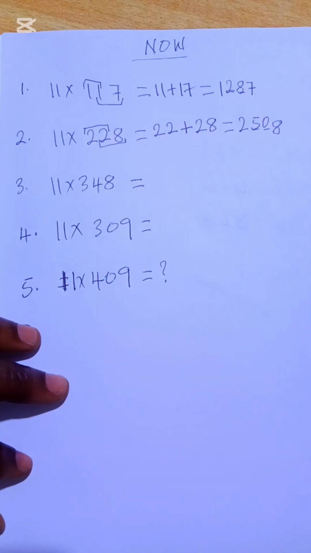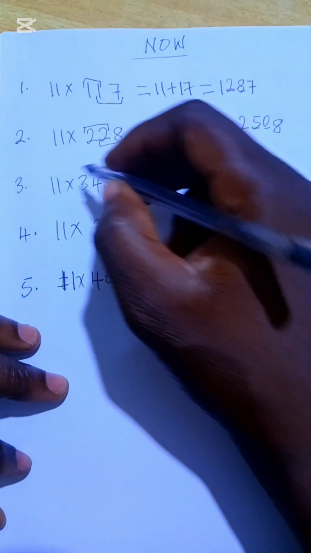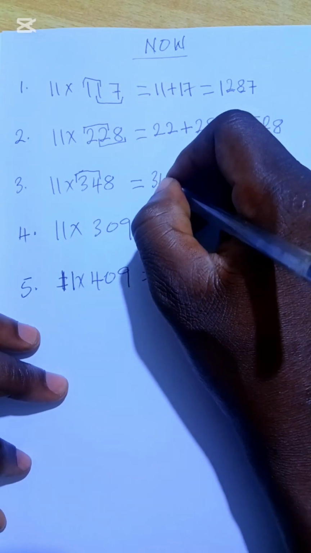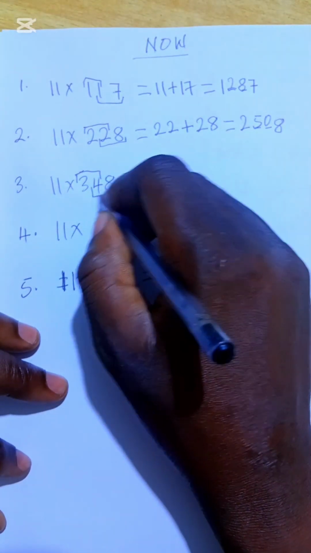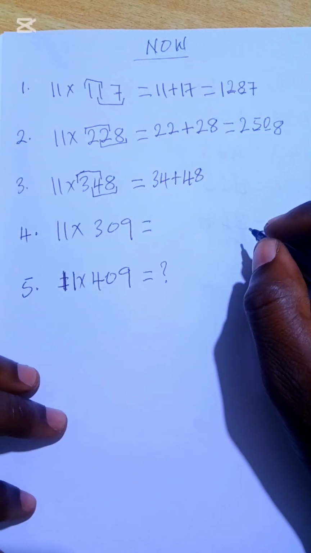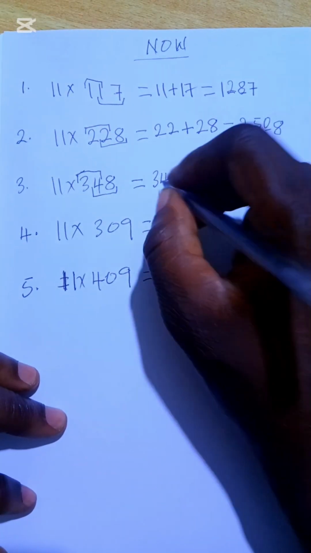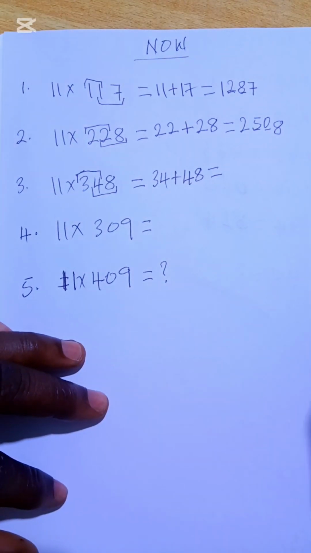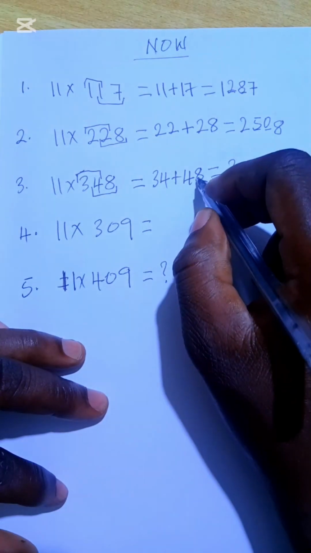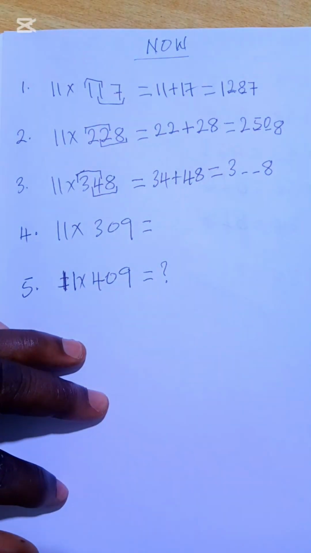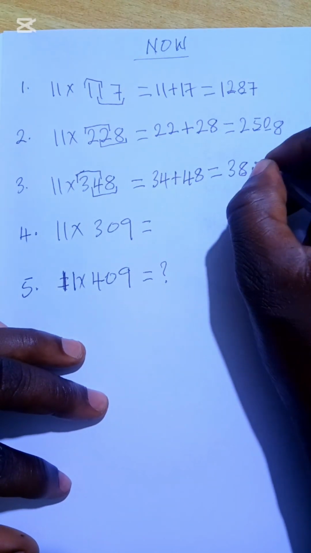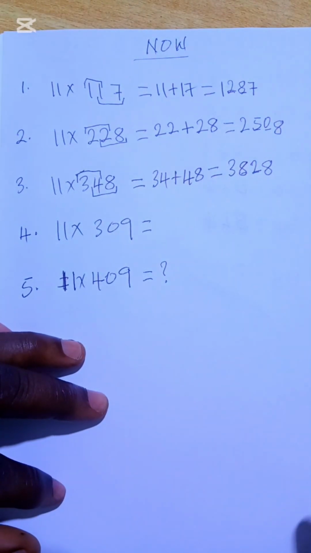Let's move to 11 times 348. Consider the first two digits, 34, plus the last 2 digits, 48. And this will give us 82. But that's not the big deal. The deal is here. Your first digit here is 3. Your last digit here is 8. Now, when you add this to this, you get 82. So you write your 82 inside here. And that becomes the answer.